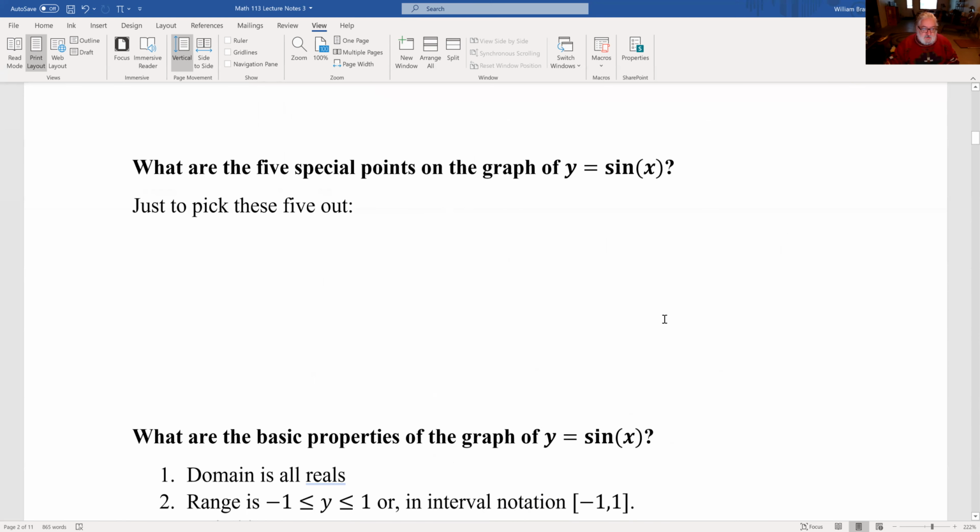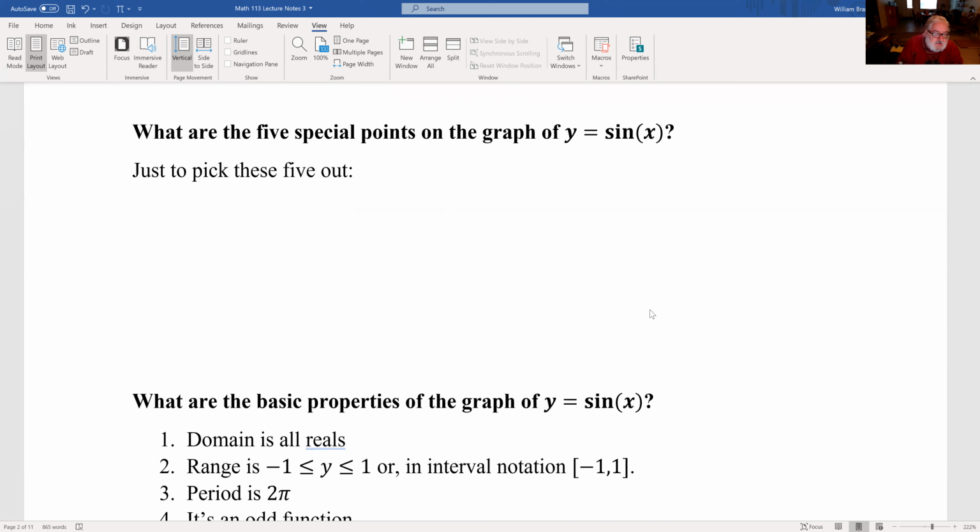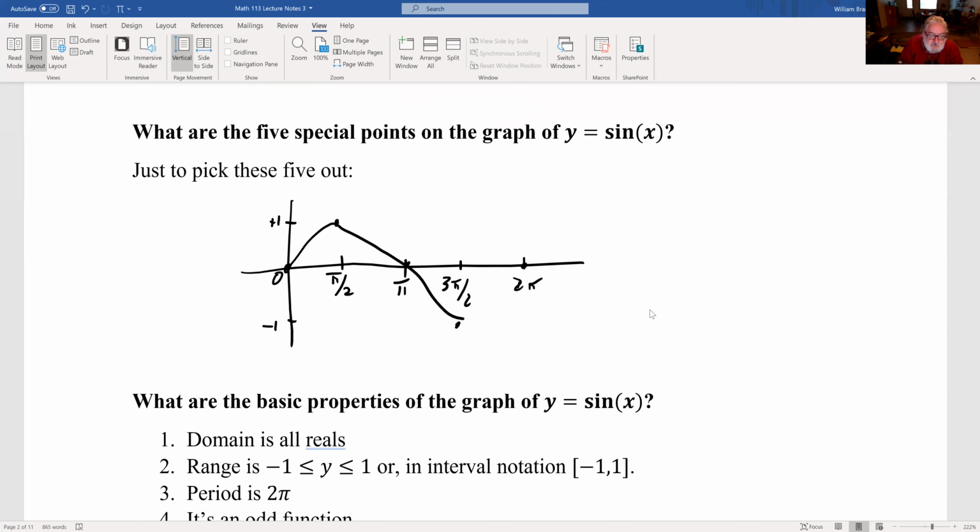So what are the 5 special points on the graph of y equals sine x? Just to pick these out: 0 to 2 pi. Cut the interval in half, that's at pi. Cut the interval in half again, pi over 2. Cut this one in half, you get 3 pi over 2. Positive 1, negative 1, 0, positive, 0, negative, 0. That's the basic cycle.